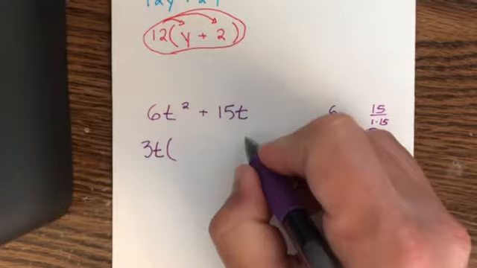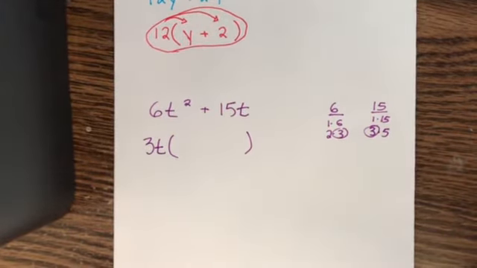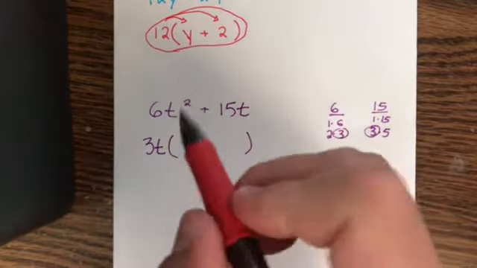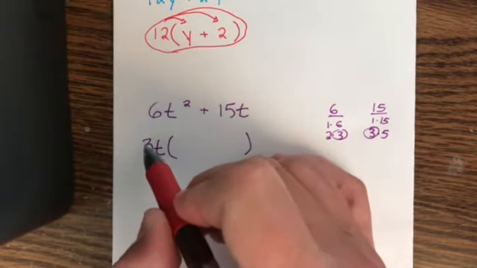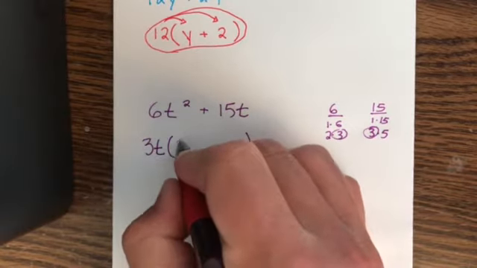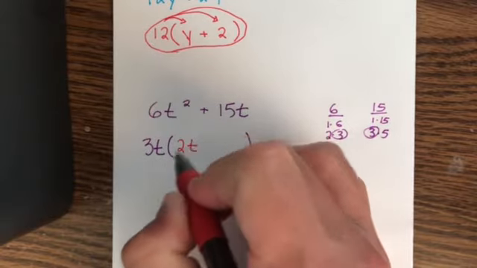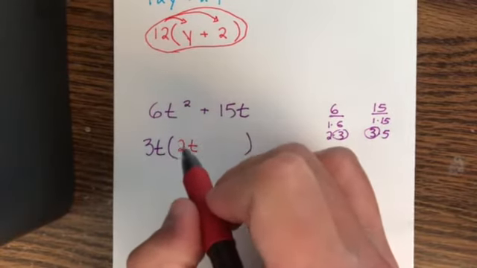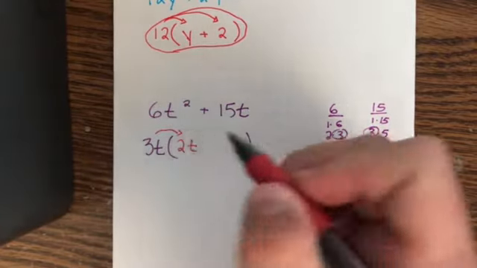Now again, all we're really doing here is using the distributive property backwards. 3t times something is 6t squared. So I'll look at the 3 first. 3 times 2 is 6. t times t is t squared. So 3t times 2t is 6t squared. So we are just distributing.